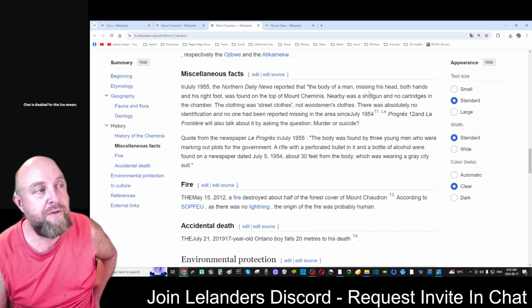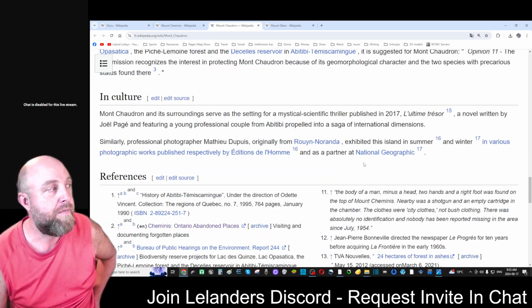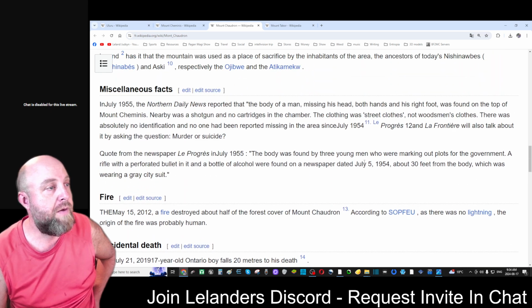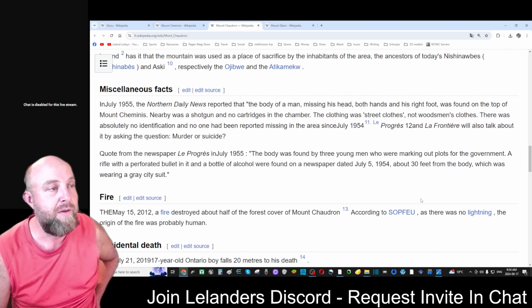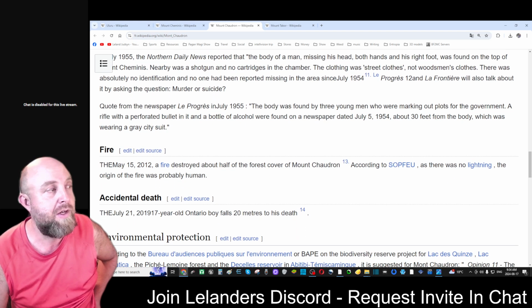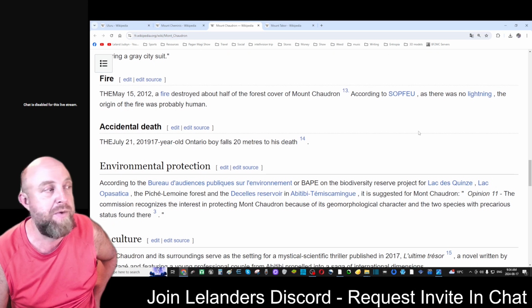So here we find out that Mount Chemin had a horrible murder occur, or some sort of killing. Trying to keep it not so graphic, body parts were found on top of the mountain, along with gun equipment and someone wearing city clothes. They never did solve the mystery of the murder on the mountain. Some people speculate that it could be some sort of sacrifice ritual.